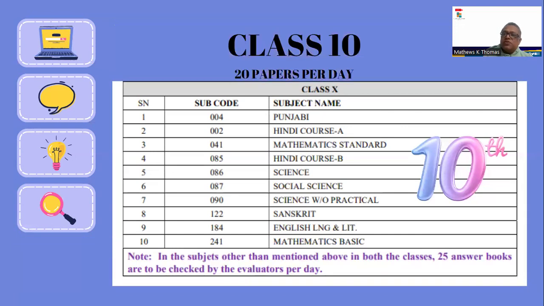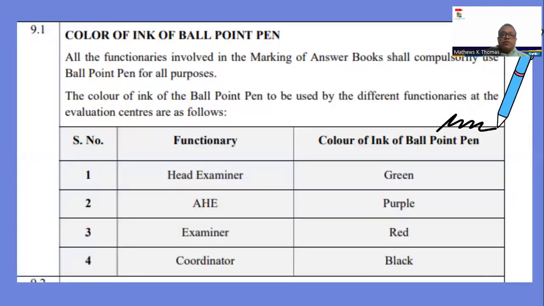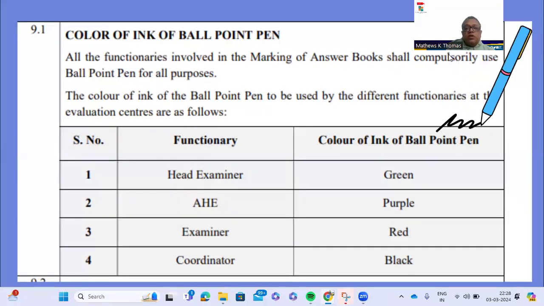And the whole process takes about 10 days normally for evaluation. Now, there is a color code given here, very important, that says who is going to use which color pen. So if you are the head examiner, if you are appointed as head examiner by the CBSE, then you have to use a green pen. You cannot use any other color. You have to use a green pen.